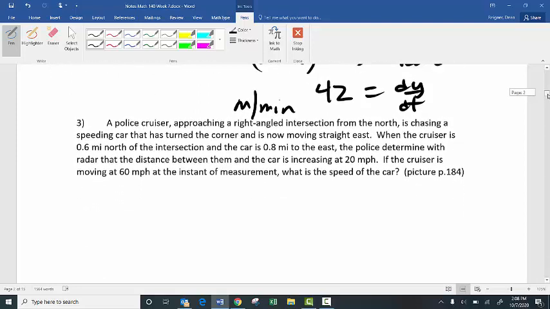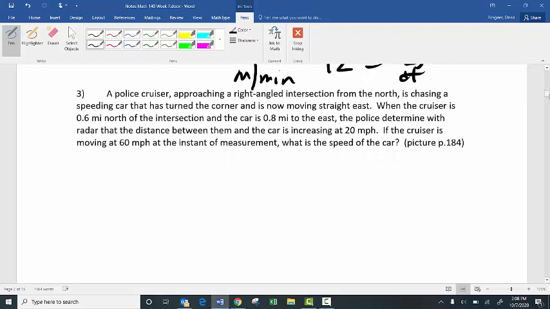Number 3, I believe, is the other one that we didn't do. This one is actually a Pythagorean theorem problem. We have a police car, and it's approaching an intersection from the north. And then we have a bad guy. So this is the police here, the cruiser. Okay, and then we have a bad guy. He turns the corner and it's going right. Right, so it says speeding car, so we'll call him the bad guy.